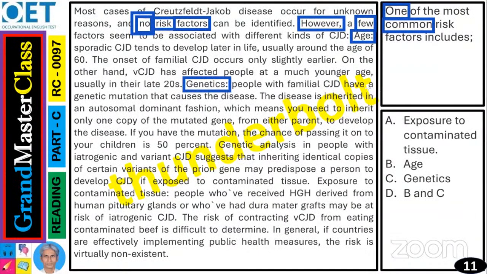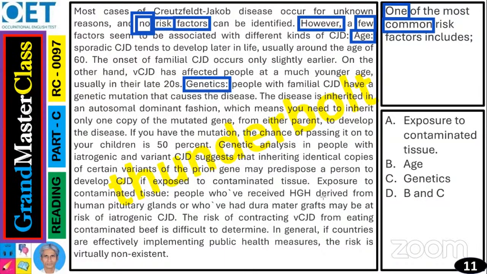People with familial CJD have a genetic mutation that causes the disease. The disease is inherited. So you need to inherit only one copy of the mutation from either parent to develop the disease. If you have the mutation, the chance of passing it on to children is 50%. Genetic analysis in people with inherited disease.